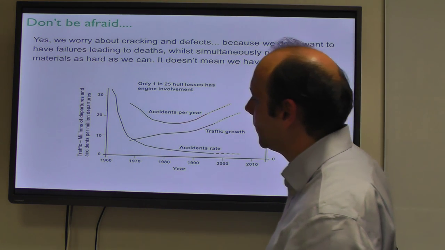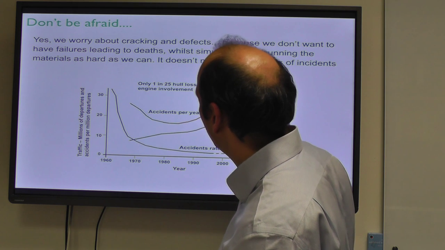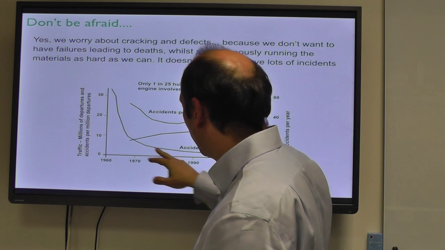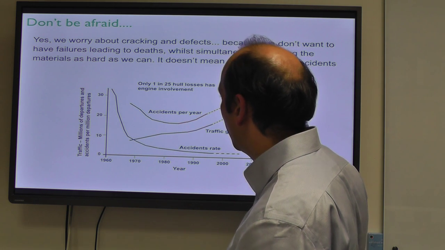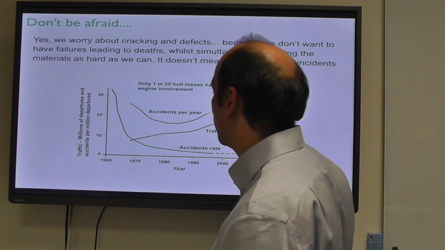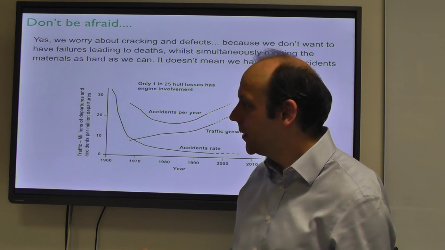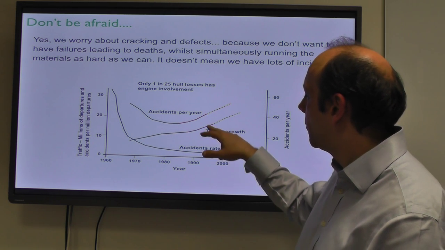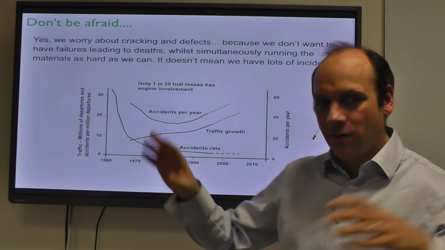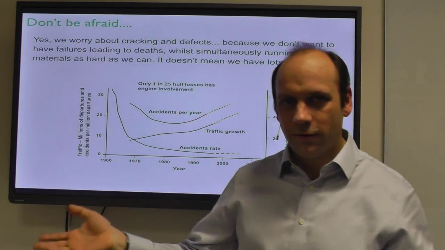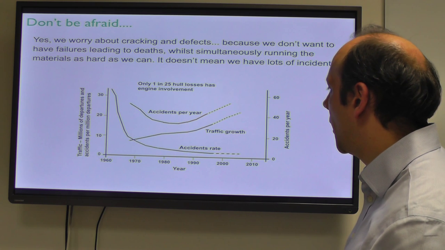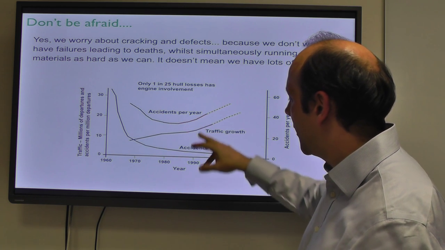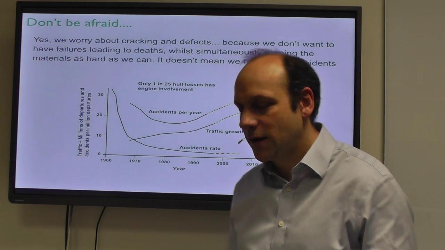So this is traffic, millions of departures growing, and this is the accident rate, number per million departures. And you can see it's really declined through the 70s and 80s. And now we're at very low accident rate. The only problem is as traffic growth picks up, this is for the whole aircraft business, then the number of accidents per year would also pick up. This data cuts out, understandably, in the mid-90s.